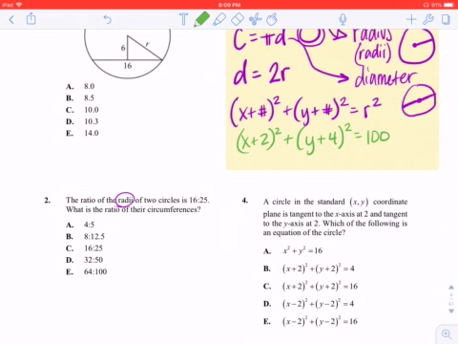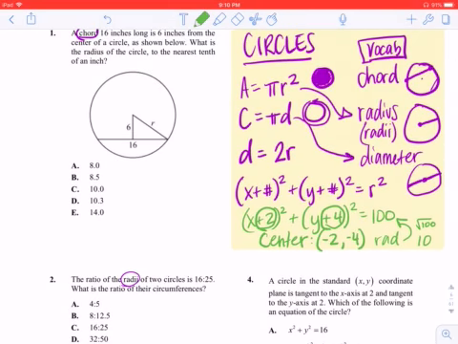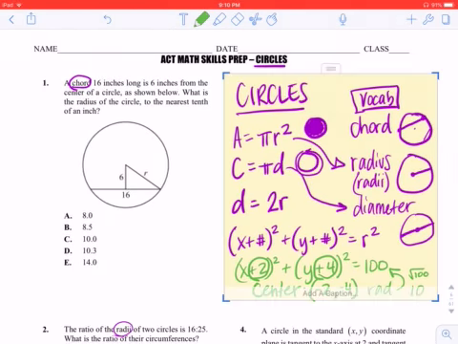And what you would know from that is that the center of the circle is at -2. Remember that it's the opposite, and -4. That's where the center is. And then that the radius is the square root of 100. So in this case, the radius would be 10. That's all the pieces. There's just numbers 1 through 4.